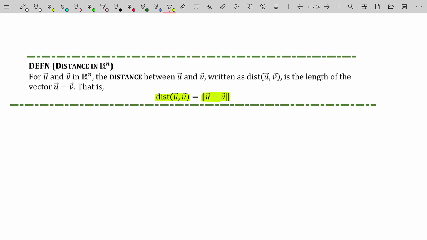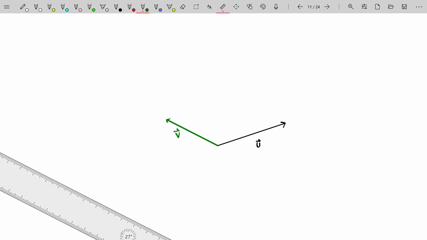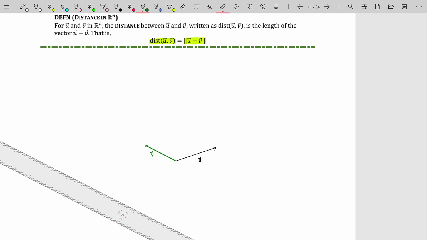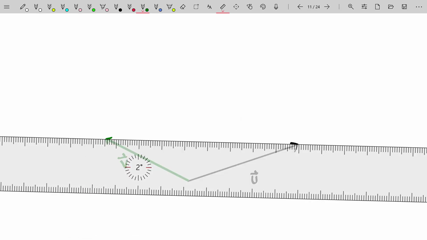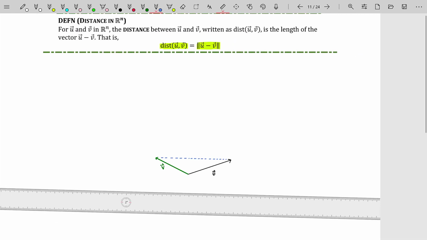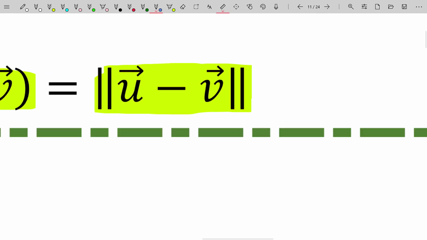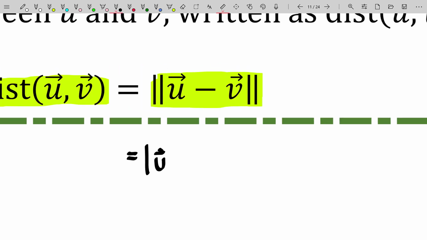This is best seen in two dimensions. There's the vectors u and v. We want to find the distance between u and v, and that would be this distance right here. However, that doesn't seem to work with what we've written above. That's a distance between the tips of u and v, but again, it sure doesn't look like it's the magnitude of u minus v. Remember, u minus v is the same thing as u plus a negative v.